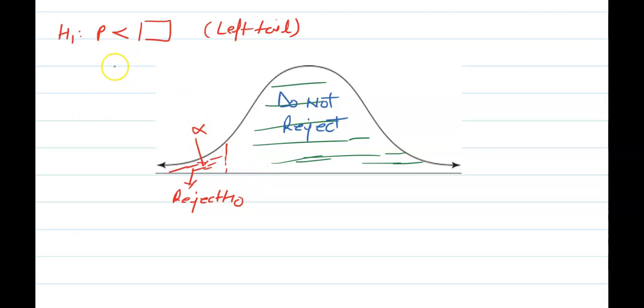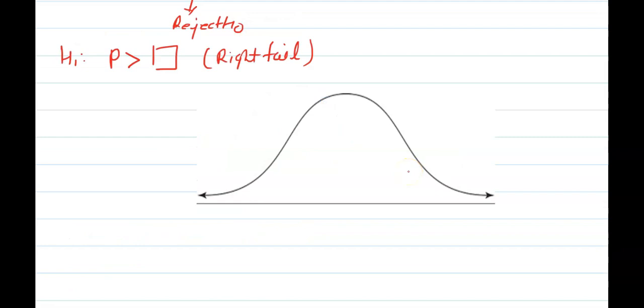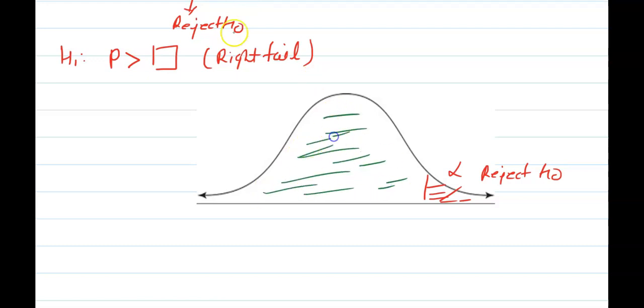Similarly, for a right tail test, what will happen now? Then the alternate hypothesis will be P greater than something. So it will be a right tail test. For the right tail test, this will be our rejection region, right? Here alpha will be here, and here we are going to reject H0, and the middle region will be green. Here do not reject. Okay.